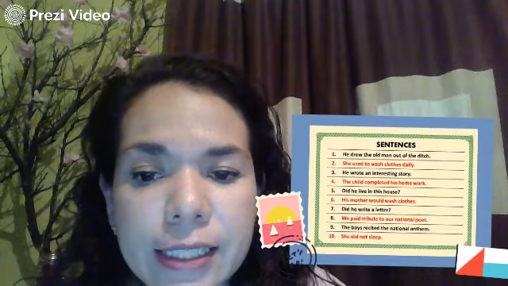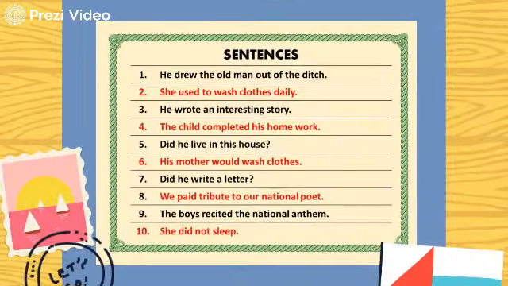Now, we have these sentences to explain to you a little bit more about the three forms. We have: he drew an old man out of the ditch. This one is an affirmative because the verb is in past and it's irregular. She used to watch clothes daily. Used is in past, and in this case it's a regular verb because it ends with -ed. He wrote an interesting story. Wrote is the verb in past.